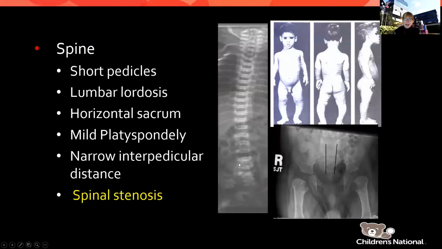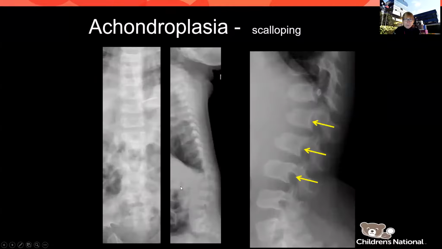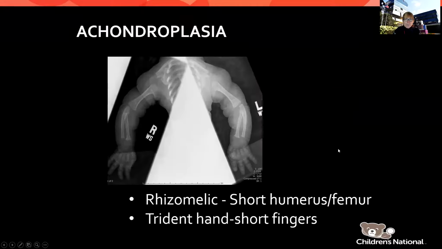With the spine, we're going to have some narrowing of the interpedicular distance, but they also have issues with their short pedicles and the lumbar lordosis, with some spinal stenosis. So here you can see some posterior scalloping and a little bit of anterior wedging, and look how short those pedicles are. And here again, you have more of a rhizomelic shortening. The humeri and femurs should be longer than the forearm and tib-fib. So here we have rhizomelic shortening, and then the trident hand.